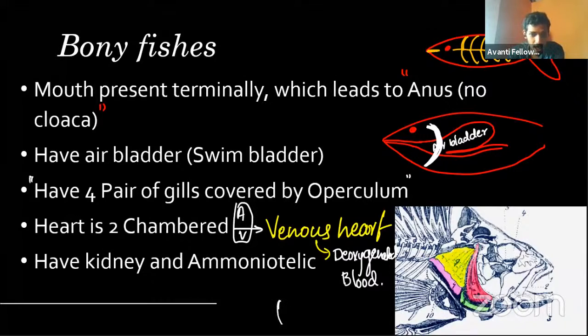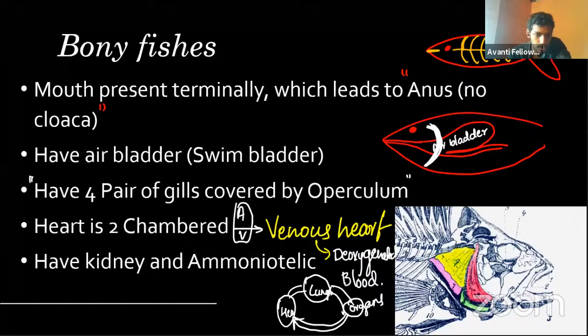Think this is the heart. It will be filled with deoxygenated blood, and it will be transported to the lungs. I told you, any fish, whether cartilaginous or bony, has a venous heart only. I forgot to tell you there, that's why I'm mentioning it here. Here it will be the gills, and this will go to the capillaries of the organs. From these organs, it will again go back to the heart.